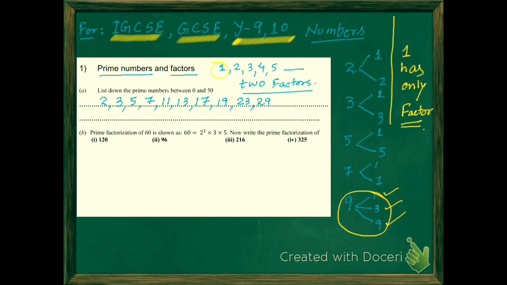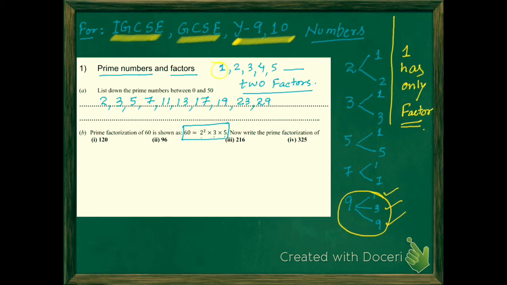Now let's talk about what is prime factorization, the second topic. Guys, you need to know what factorization is. Here I have shown you one example, and similar kinds of questions you will see in your exams. So for example, 60 is already factorized as 2 squared times 3 times 5. So these are all prime numbers, 2, 3 and 5.